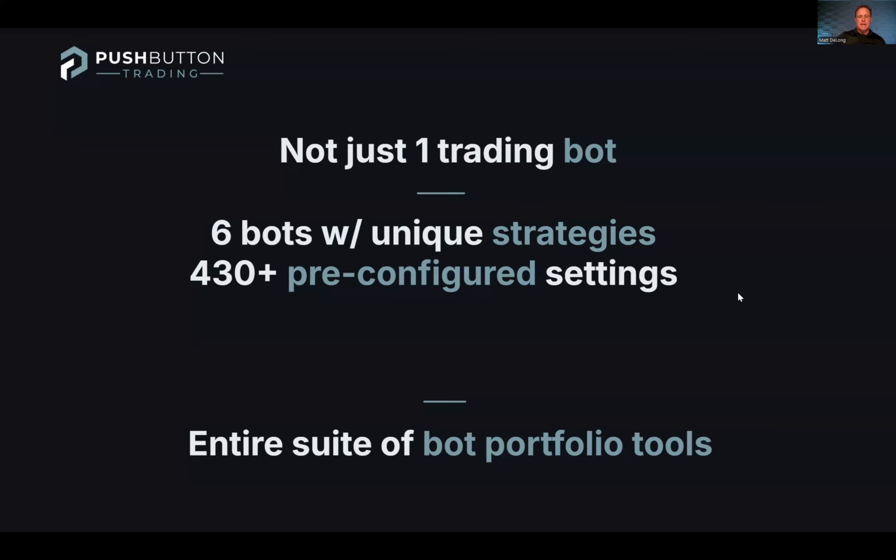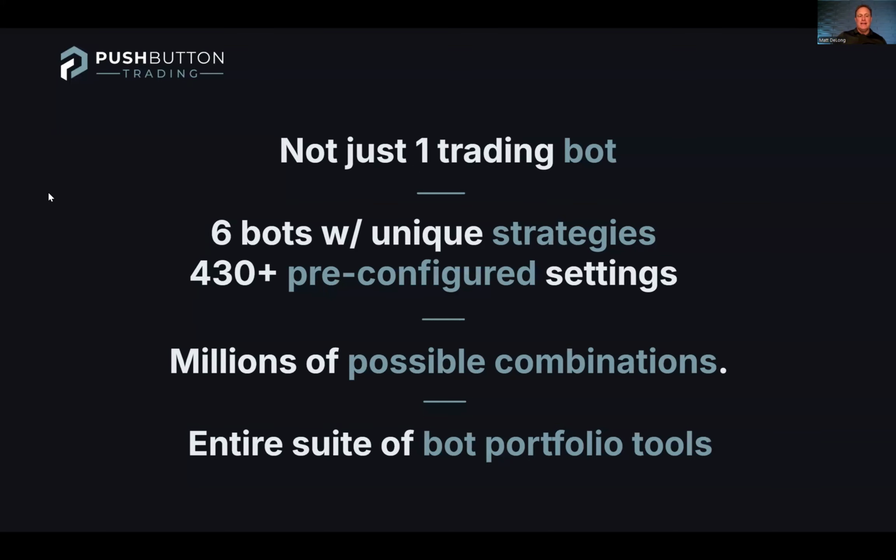So what do we do? It's not one trading bot. We actually have 6 trading bots. And this is series number 5 of 6 of us teaching the actual strategies themselves. We have 430 plus pre-configured settings. Think of it like you have a bucket of 430 settings. You're going to reach in, grab a handful, and see how well that handful plays nice with each other. How many possible combinations can you have with 430? It's actually trillions, a number bigger than trillions, but we'll just say millions of possible combinations, right?